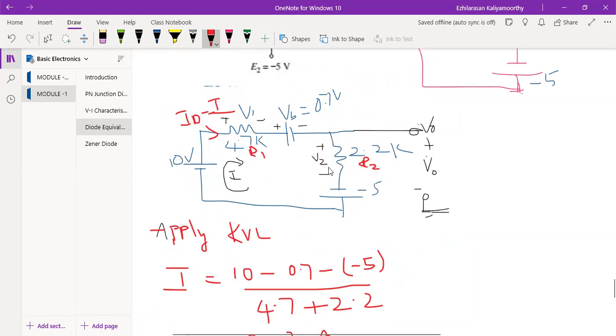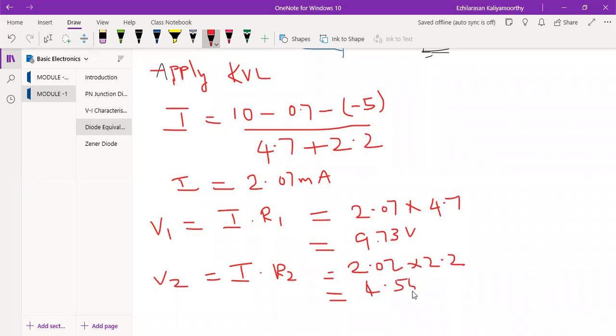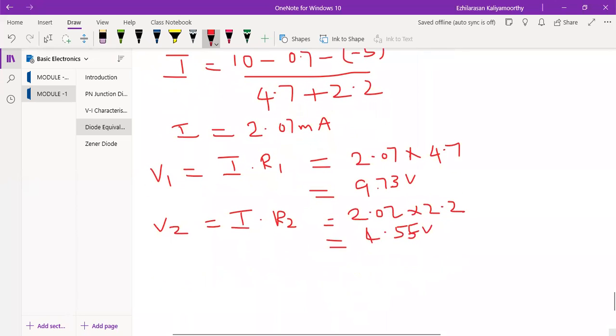Now same, what about V2? V2 is nothing but the voltage across this resistor R2. That is nothing but the current flowing, I into R2. So again you just do 2.07 into the R2 value, which is 2.2. So what is the value you'll get? It is nothing but 4.5 volt. V1, V2 we got.